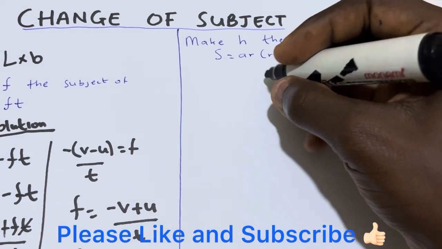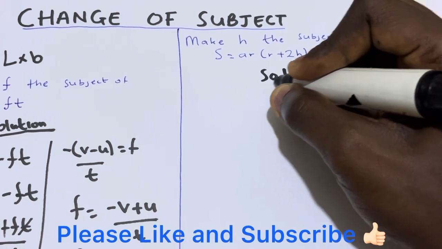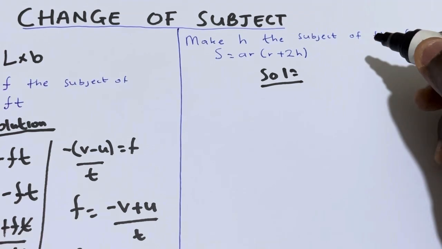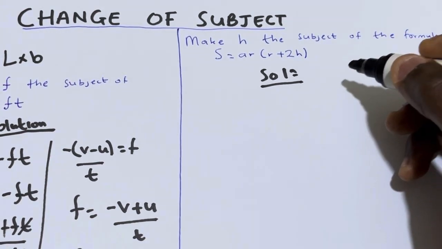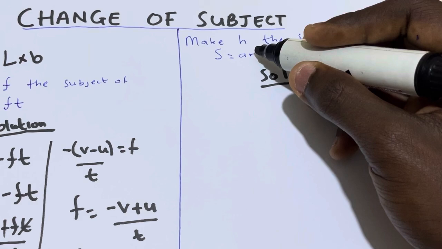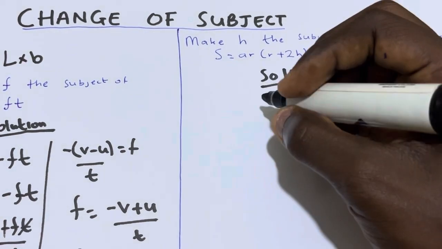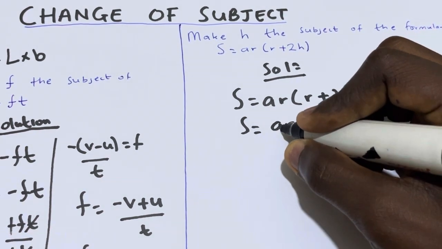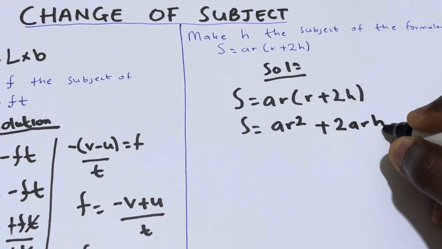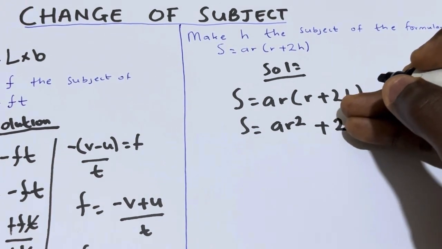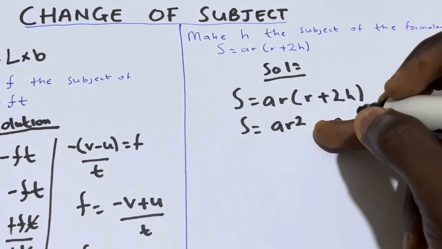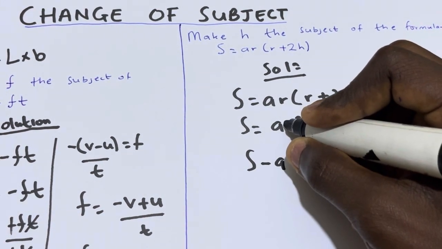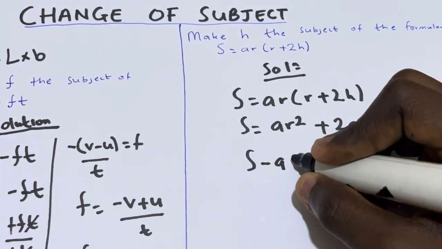Okay, so we write our solution here. Since there's a bracket here, one rule in change of subject is to always remove the bracket. How do you remove the bracket? By multiplying through by the terms inside the bracket. So I'm multiplying through by ar. You have to make h the subject. Are you getting it? So you have to make h stand on its own. So the ar squared will move to where the s is. It will be negative because it's positive over here. When it crosses the equal sign, the sign changes.